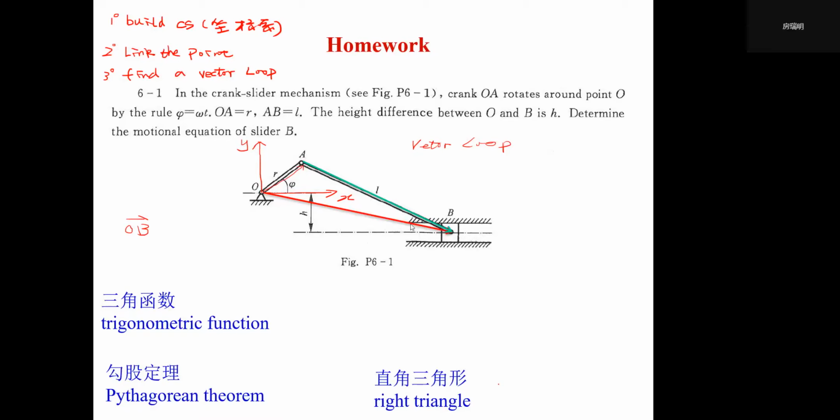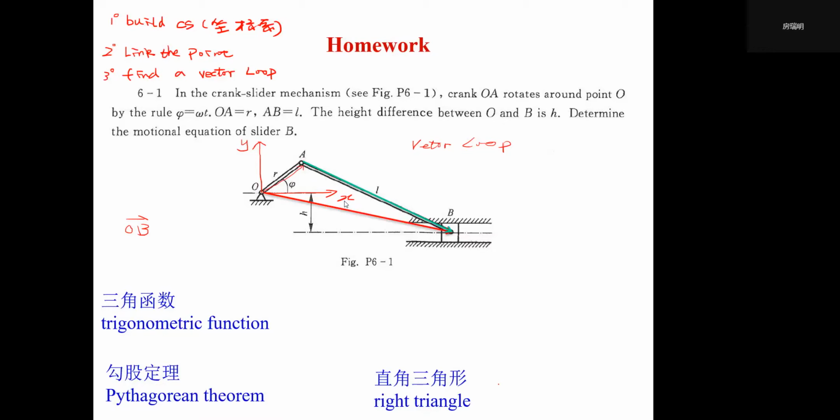So I wrote some steps here. The first, we should build a coordinate system. It's highly recommended that we use this point O as the origin point. So we give x-axis and y-axis, right? So this is the first step: we build a coordinate system to help us solve the problem.